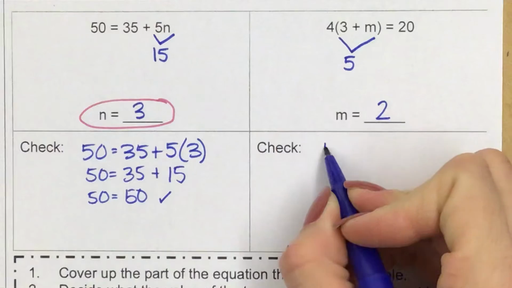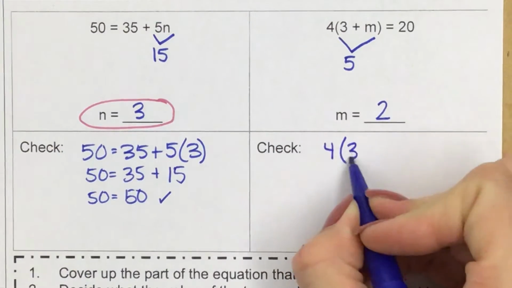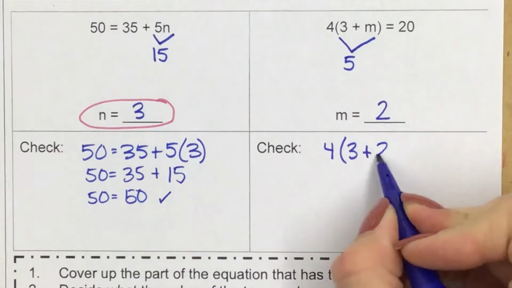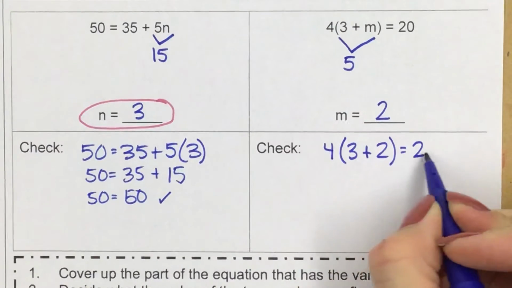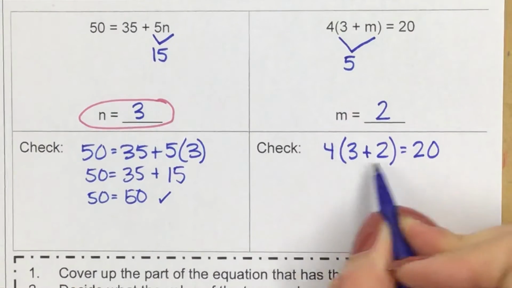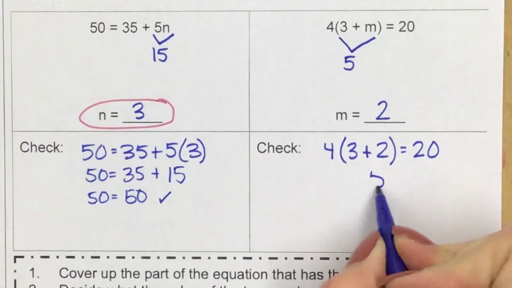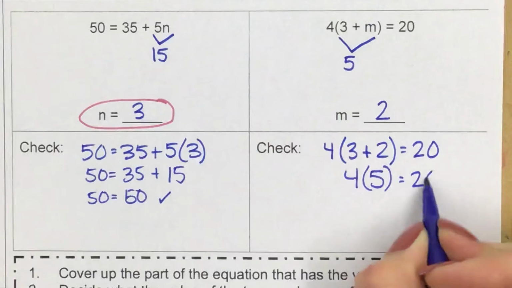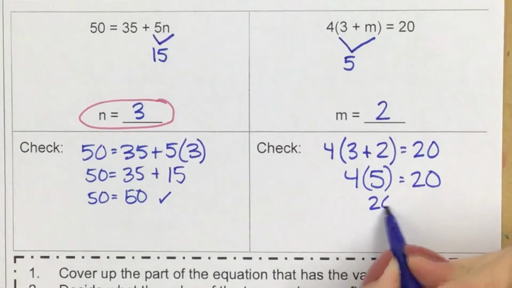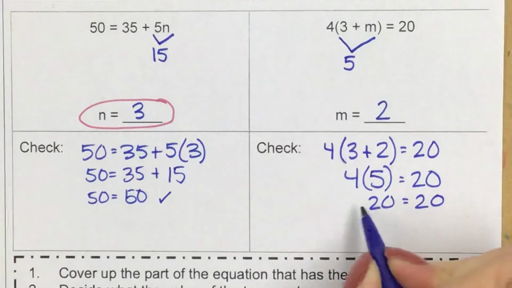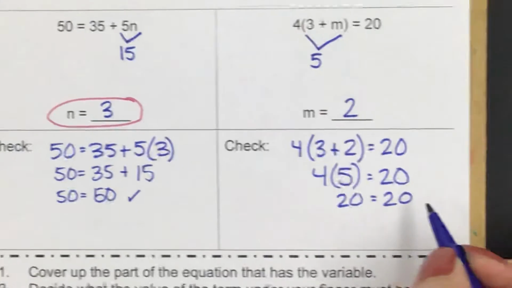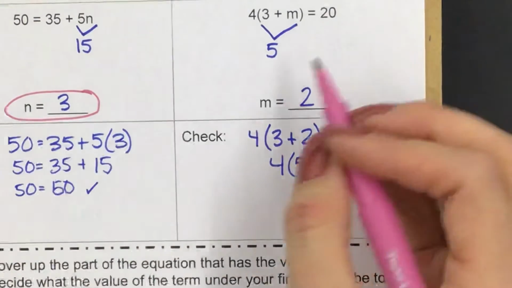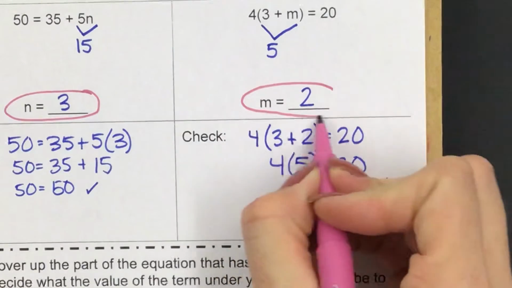So I'm rewriting the whole equation, except instead of m, I'm going to put 2 here. I'm going to use the order of operations, so I've got grouping here. I'm going to add this. Okay, and 4 times 5 is 20. So since I was able to show that both sides are equal, then we can say yes, m is equal to 2.